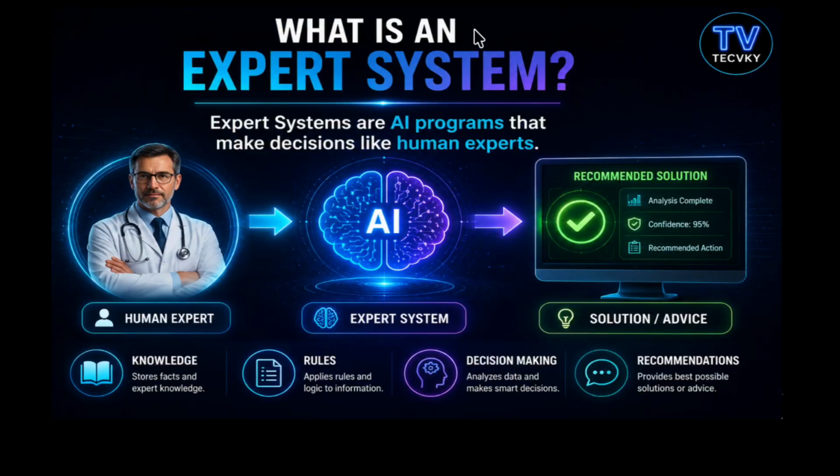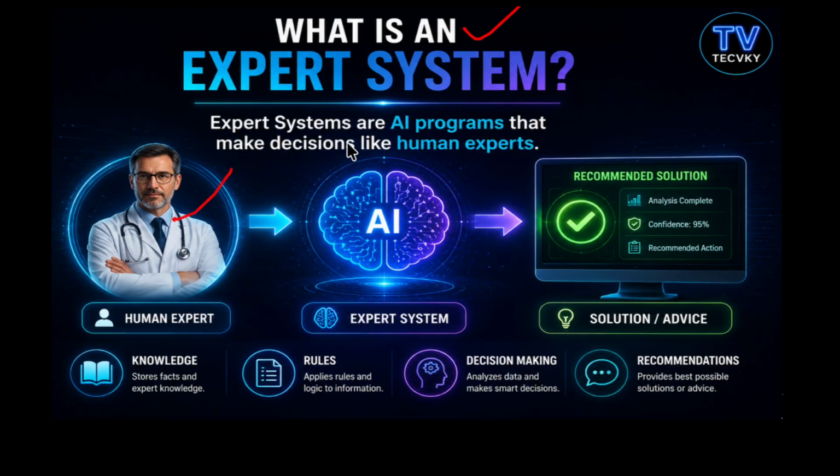Let's explore expert systems. Expert systems are one of the earliest forms of artificial intelligence. They are AI programs designed to mimic the decision-making abilities of human experts in a specific domain. The main goal of an expert system is to solve problems and provide recommendations in the same way a knowledgeable professional would. For example, imagine visiting a doctor.